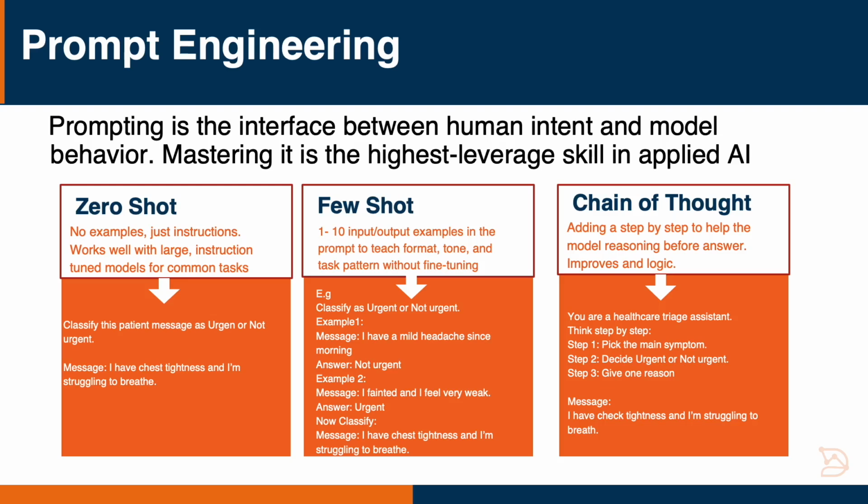According to research, sometimes when the LLM is able to generate more tokens, it will be able to give you a very good response. So you say, you are a healthcare triage assistant, think step by step, pick the main symptom out, decide urgent or not urgent, and then give one reason for that. You tell the LLM how it has to process the input, or the prompt that you gave it.